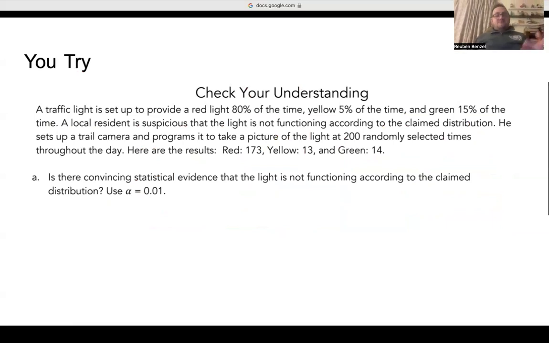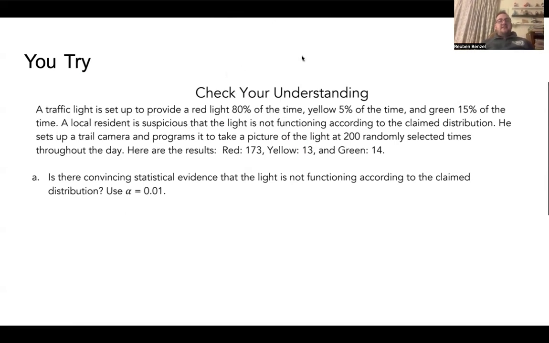All right. I want you to try out, before you do your IP, a 4C type of example. This is looking at a traffic light, and it has red 80% of the time. The yellow is 5% of the time, and then the green is 15% of the time. That's what it's set up to be. And a guy is worried that the traffic light is not performing as expected. So we're asking ourselves, is there convincing statistical evidence?